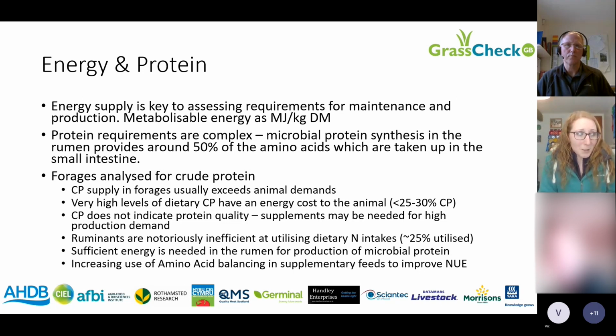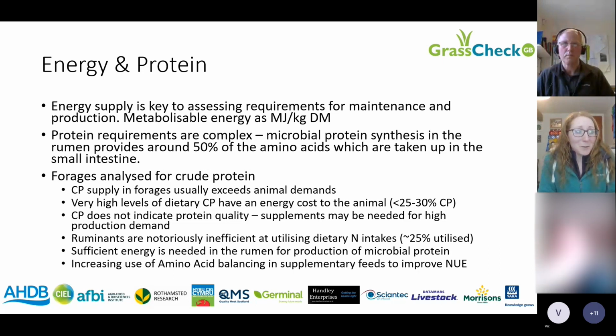So forages are analysed for crude protein, and what we can say quite comfortably is that the vast majority of the time, when we're looking at grass samples, the crude protein supply for beef and sheep production in particular is going to be adequate for animal demands. And actually, when we get very high levels of dietary crude protein, so you wouldn't see these in forages very often, but values of 25-30%, you would possibly start to see a negative impact on animal production, because the excretion of that excess protein has an energy cost to the animal as well.